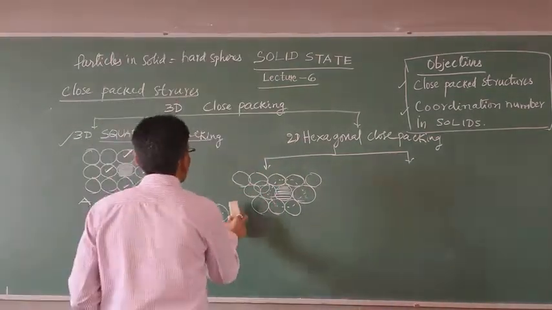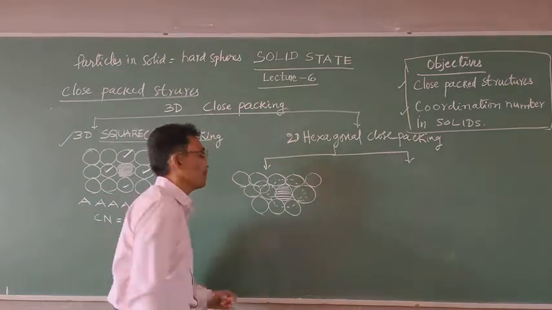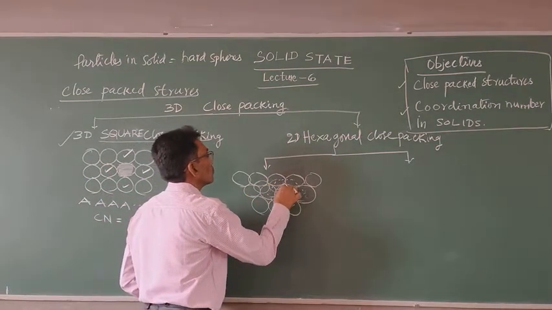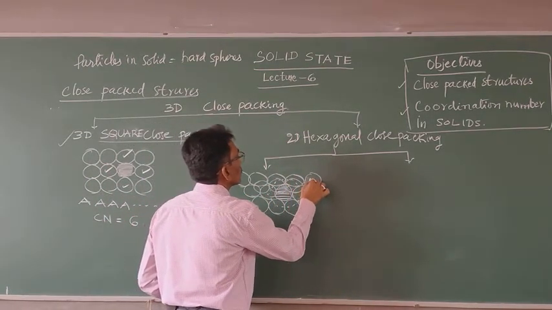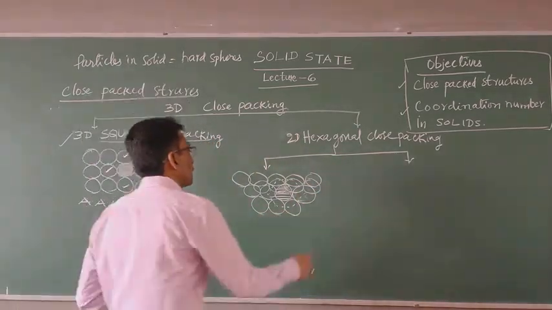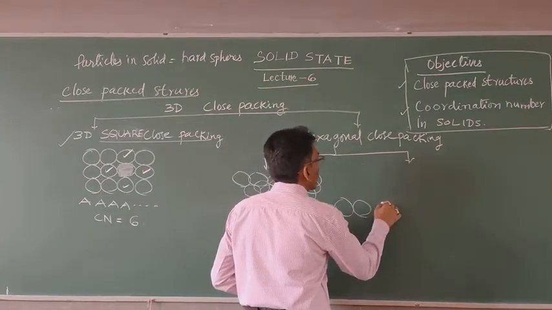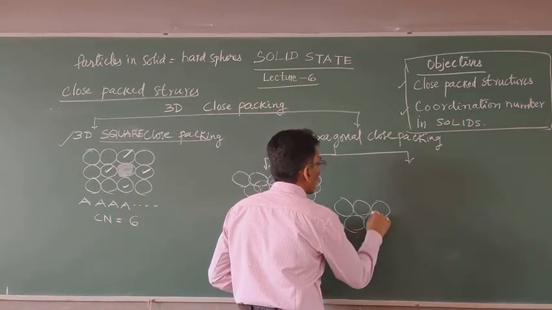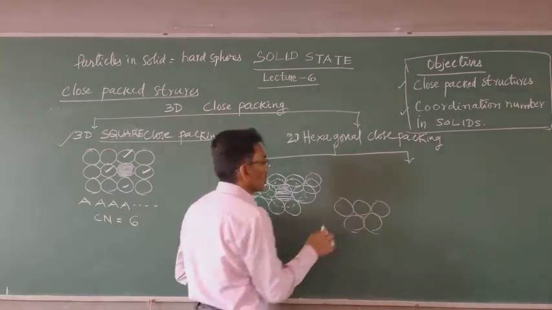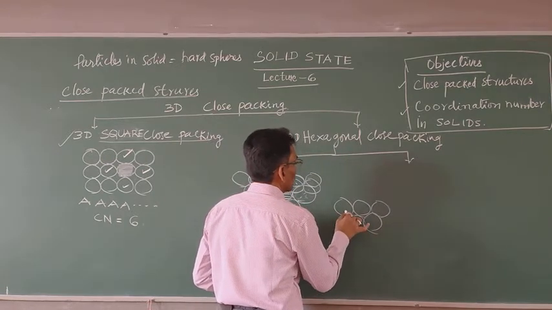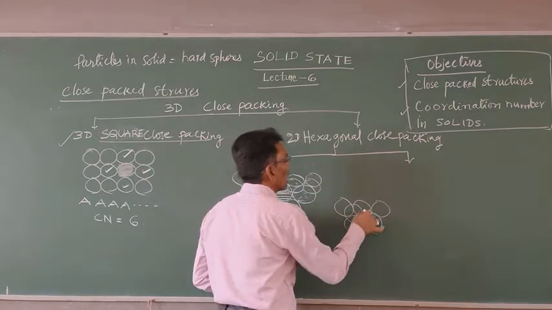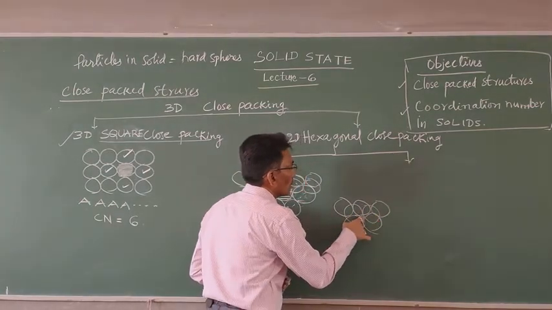How does it happen? It happens by placing like this. It is difficult to show. Like that it goes on. In this case, what happened? All triangular voids are not occupied. Triangular void 1, triangular void 2, triangular void 3 at present. Suppose a layer is forming here by covering the particle. Then here, how is this sphere?